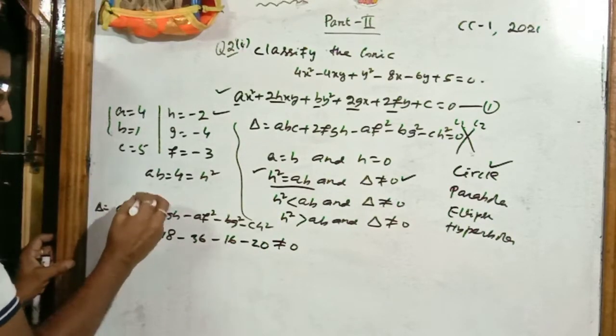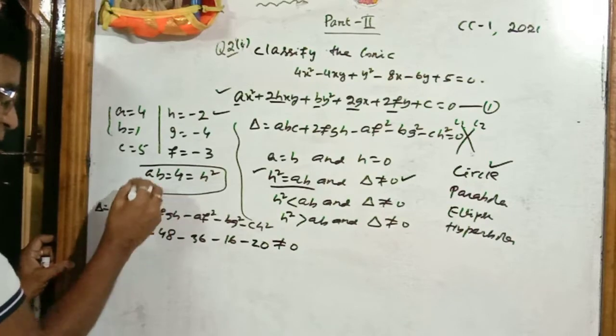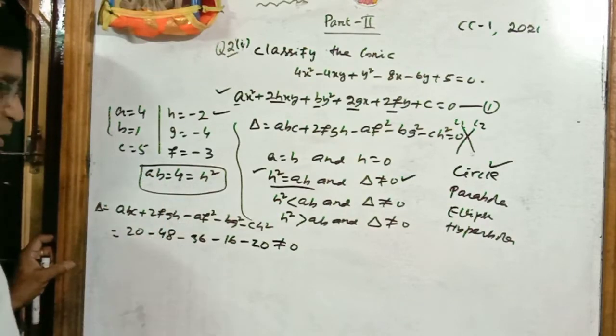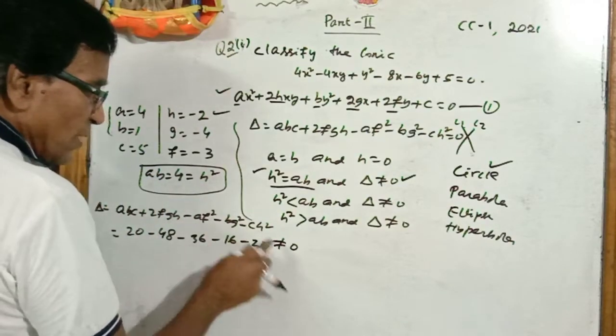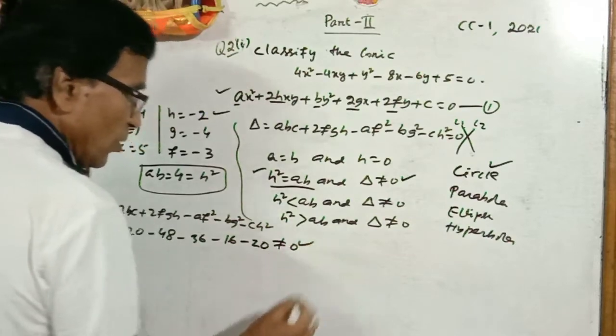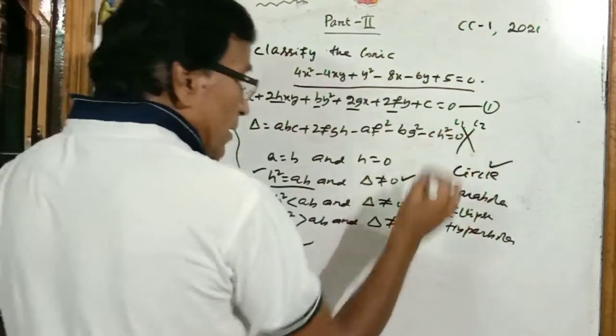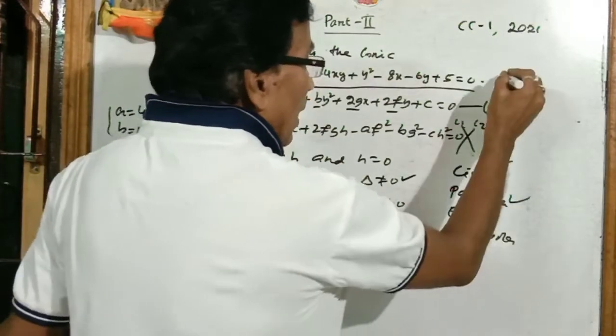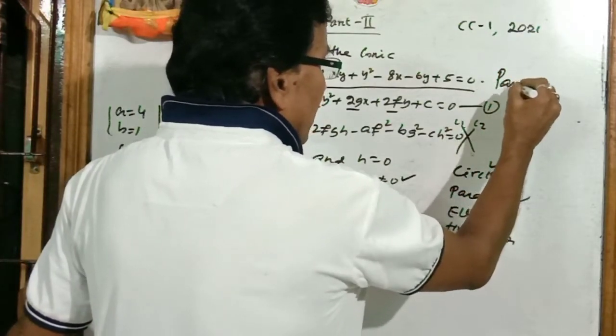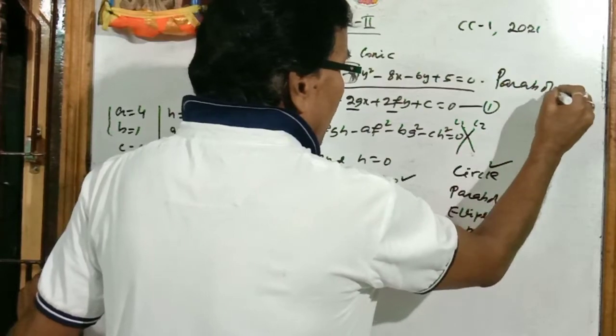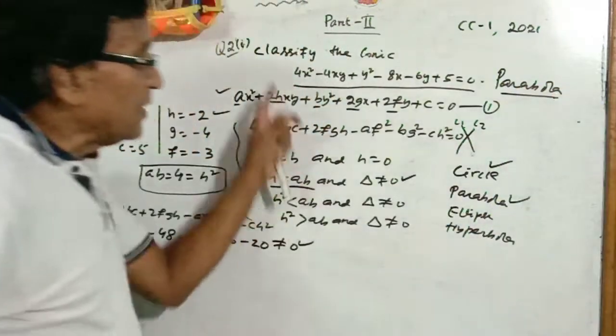So here we are getting that AB is equal to H square and delta, that is ABC plus twice FGH minus F square minus BG square minus CH square, is not equal to 0. Hence this equation represents a parabola. So this is the answer of this question.